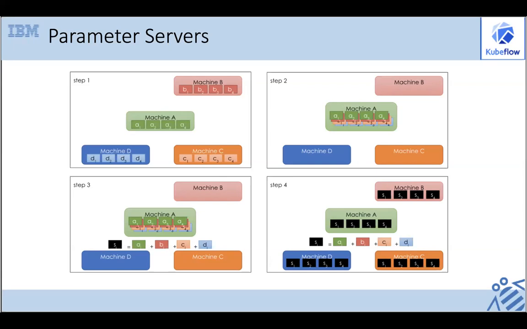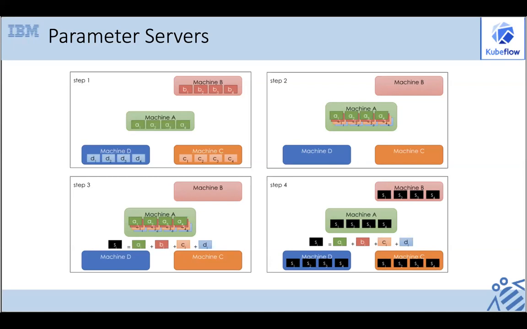So each of A1, B1, C1, D1 is an updated parameter, or a gradient for parameter one. By combining these, we can create the new weight that we would like to pass back to all the machines, which is what we do in step four. We pass all the parameters back so that we end up on the same page for each machine.